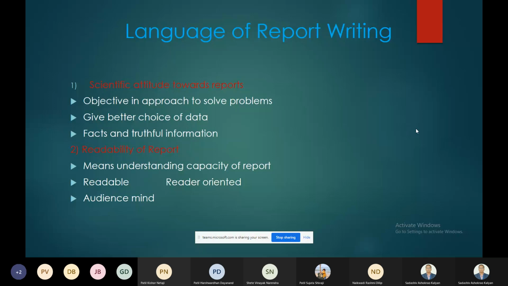Here is one point. We will take one example from our agricultural field: large population and less agriculture. This is one of the problems. Whenever we write our report related to this problem, we want to take care to maintain an objective approach in our report. As we know, whenever we work on a project, we do field work and collect various kinds of information.